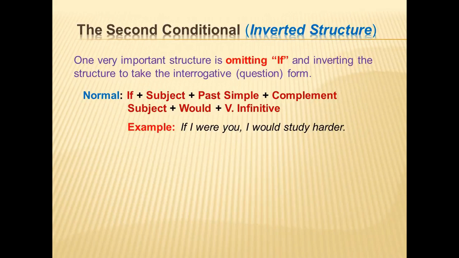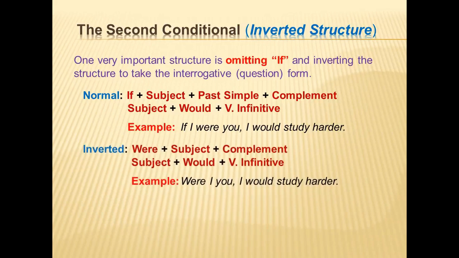If I were you, I would study harder. If you want to invert and use it as interrogative form, you can use were plus subject plus complement in the if clause, and in the main clause subject plus would plus infinitive. For example, were I you, I would study harder. Actually, I am not you, and it will not happen. You can omit if when you use it in this inverted form.